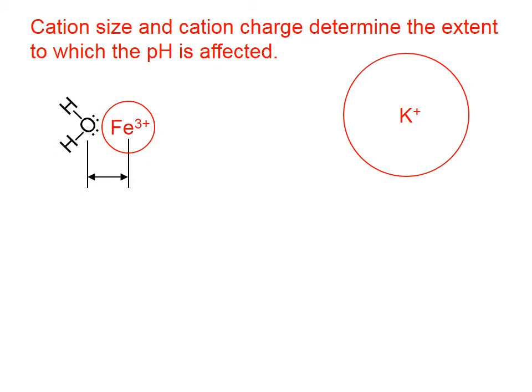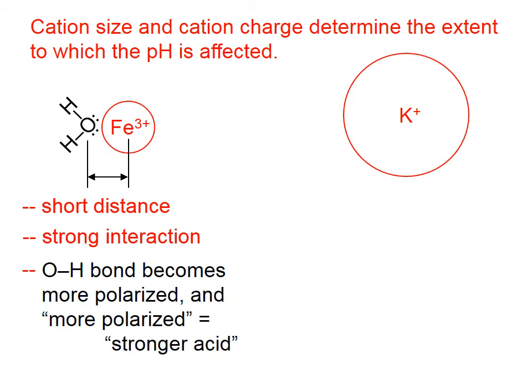Here again we have hydration, that is, water molecules surrounding metal ions, and we can see here that we have a fairly short distance between the centers of charge, which means there's a fairly strong interaction there. When there's a strong interaction, the OH bond becomes more polarized, and if it becomes more polarized, those H's, or one of those H's, are more likely to pop off, and that would make for a stronger acid.